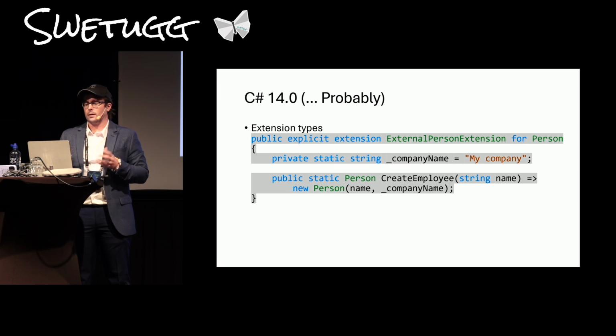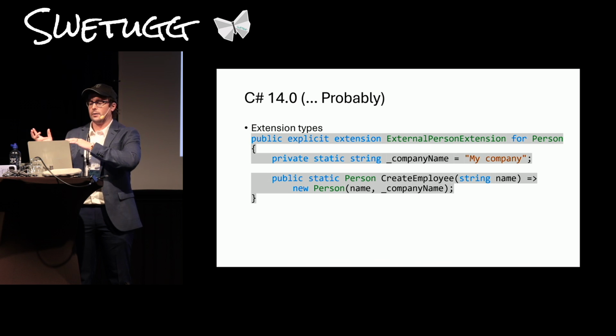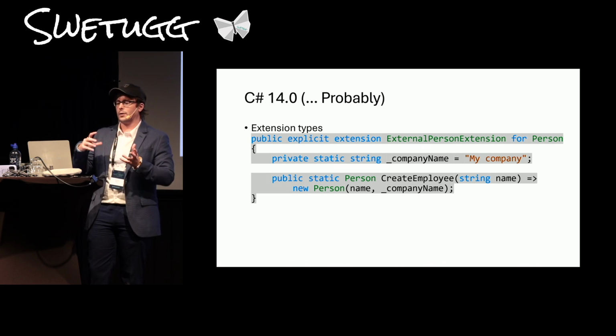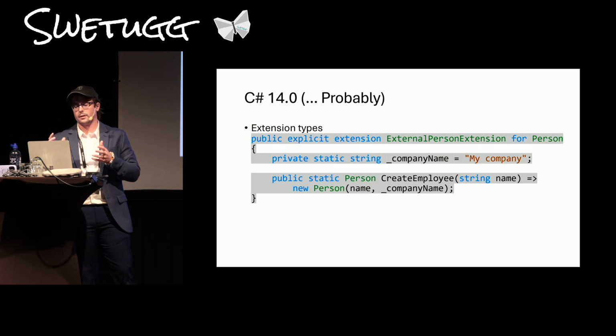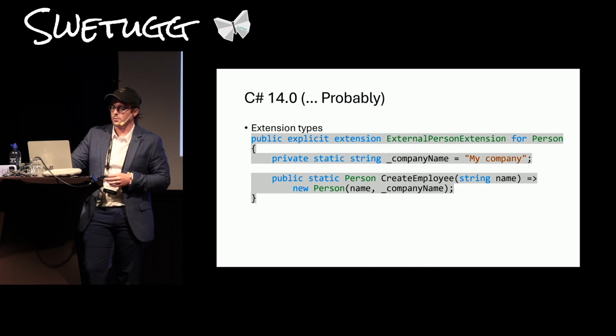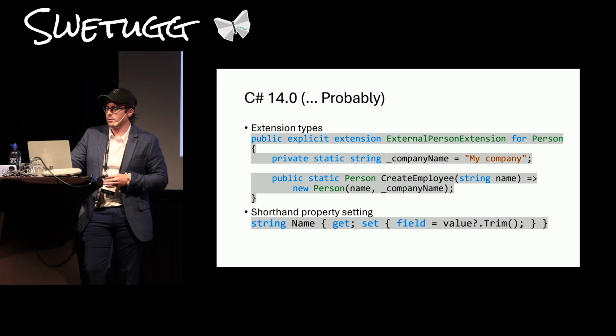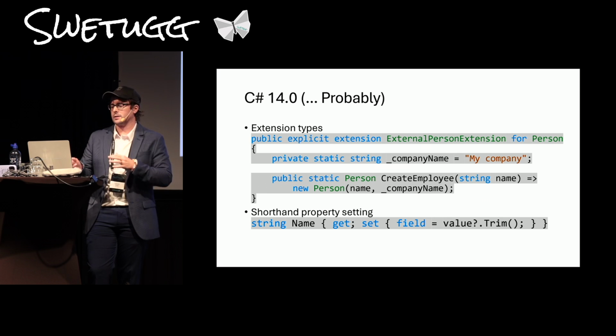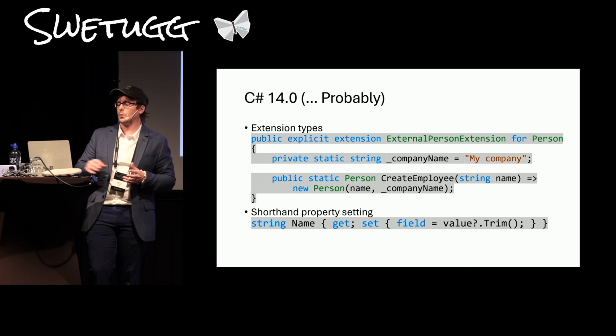But here, if we have the person type that maybe comes from another library, you want to override or add a static method to that type, create employee, which always knows, okay, my company name is this. You hide it all behind this extension type, and then you know that you will get the result you want. And there might also be a shorthand property setting so that you can access the field keyword for the backing field of automatic properties.